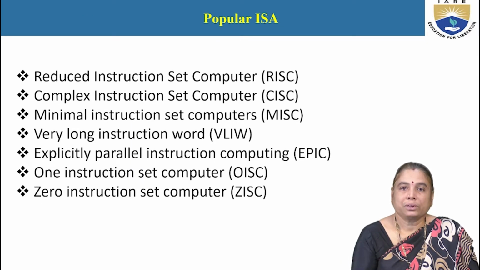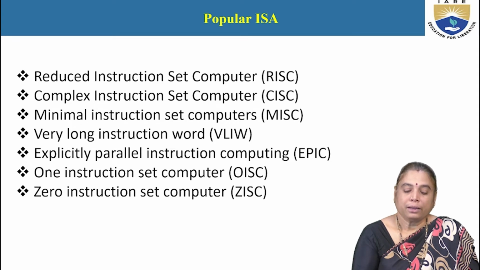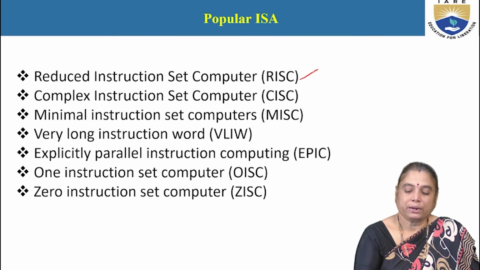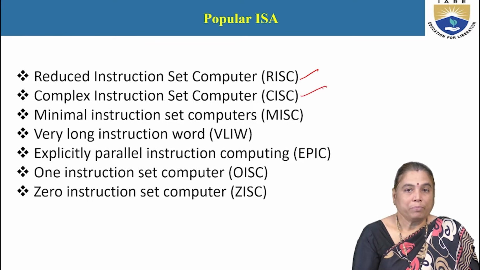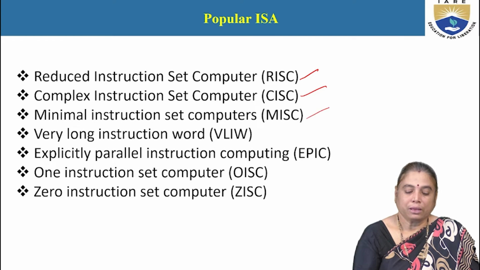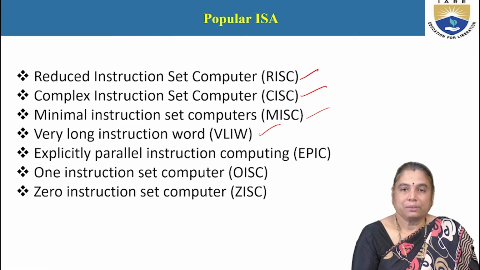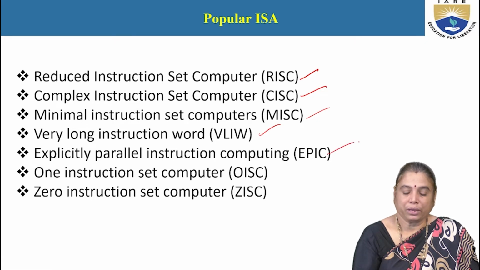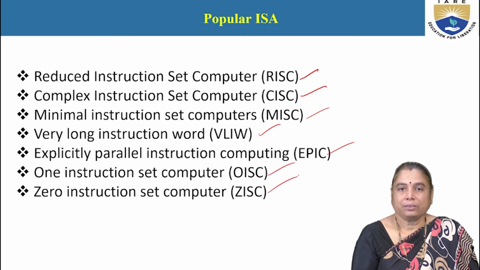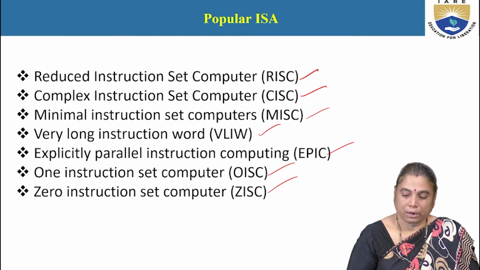The popular instruction set architectures are reduced instruction set computer RISC, complex instruction set computer CISC, minimal instruction set computer MISC, very long instruction word VLIW, explicitly parallel instruction computing EPIC, one instruction set computer OISC, and zero instruction set computer ZISC. Okay, so these are the popular instruction set architectures available in the market.